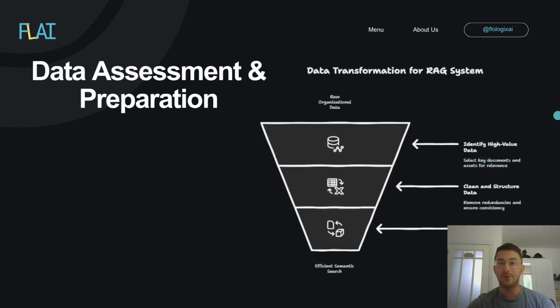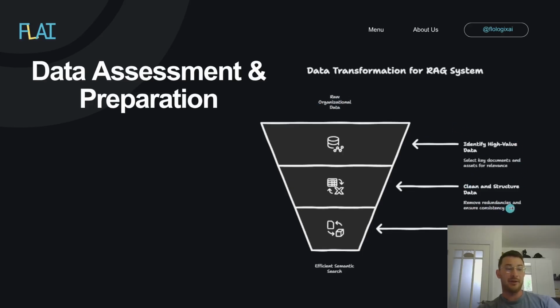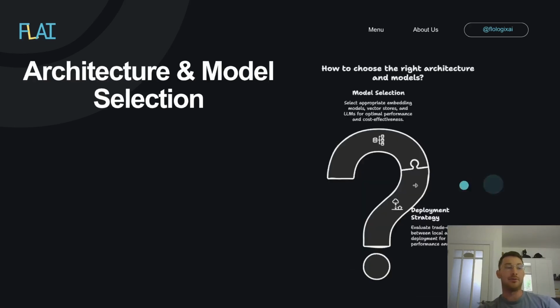So how do we do data assessment and preparation? The foundation of any successful RAG system lies in the quality and accessibility of underlying data. Our data assessment and preparation services are designed to ensure that your knowledge base is optimized for AI-powered retrieval. You can see in the graphic, we identify high-value data. We can help clean and structure the data, so remove duplicates or redundancies, and then we can convert that to vector embeddings, something that a model has access to.